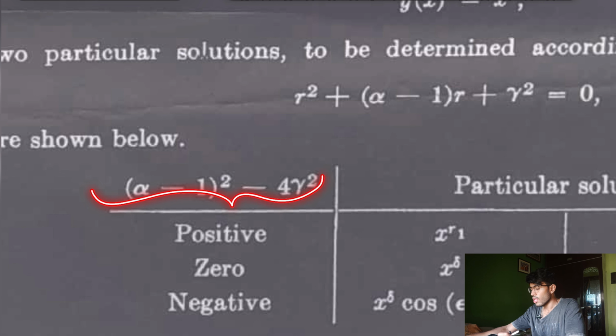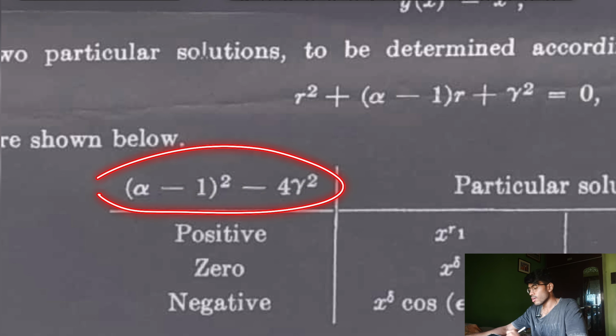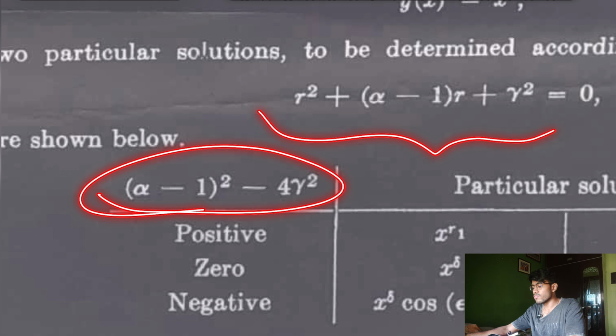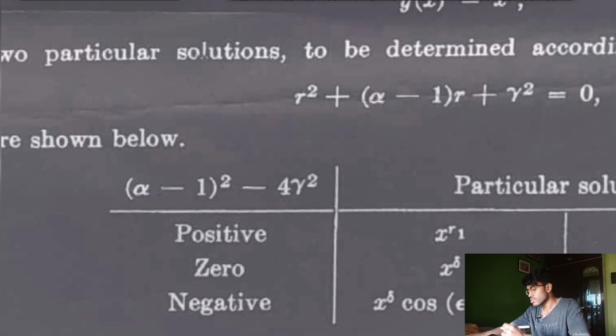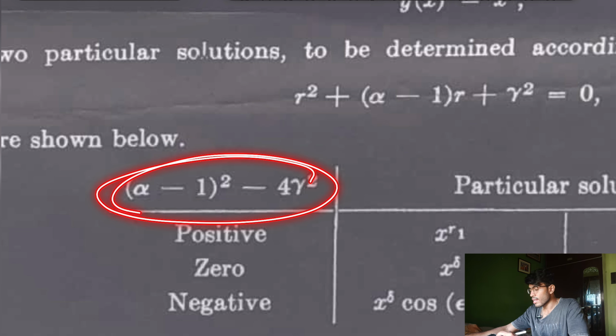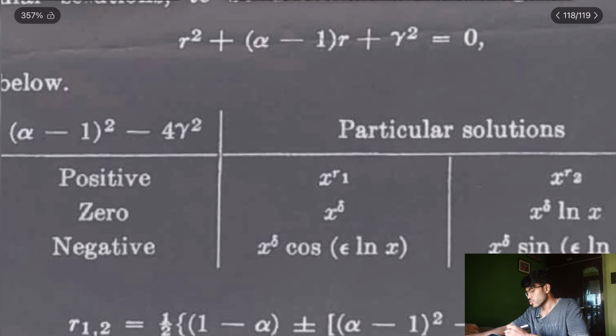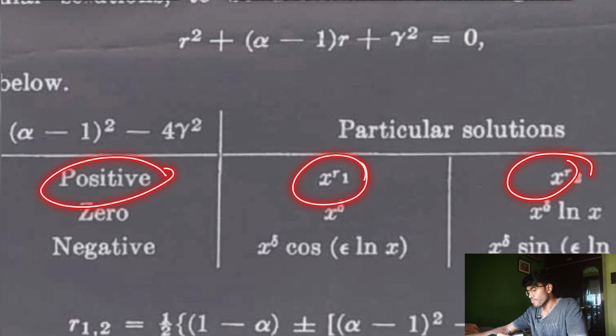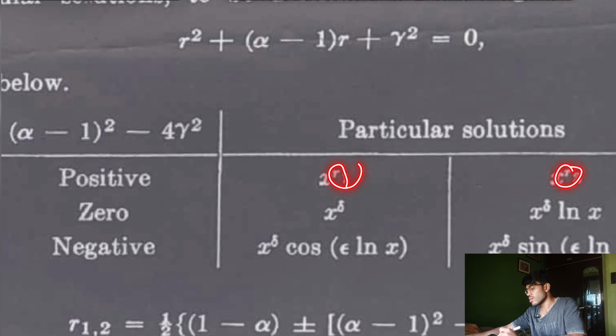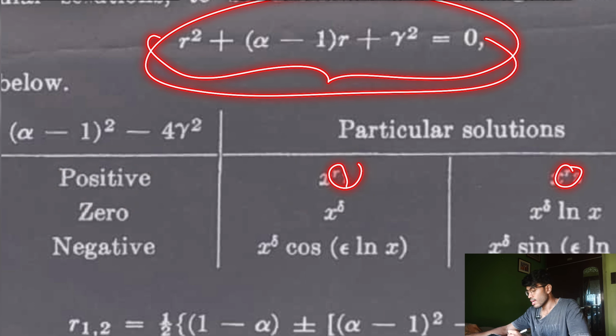If this is 0, then also it will have real roots but equal roots, and if it is negative, then this equation will have imaginary roots. So if it is positive, then the particular solutions are this r1 and r2, where r1 and r2 are roots of this equation.